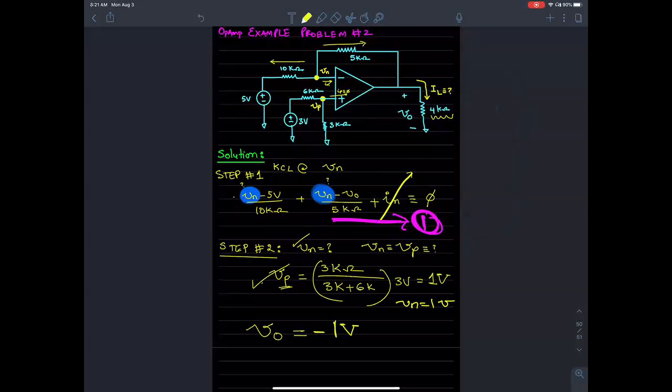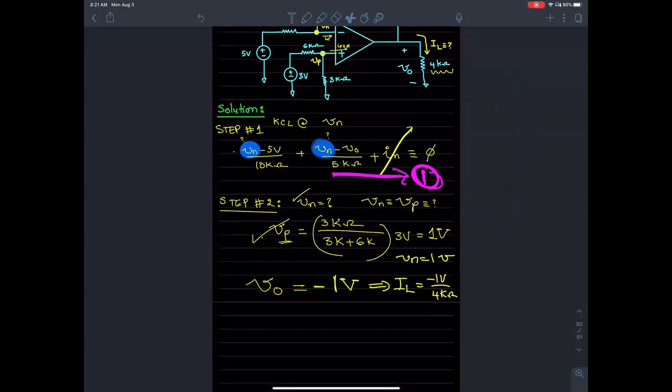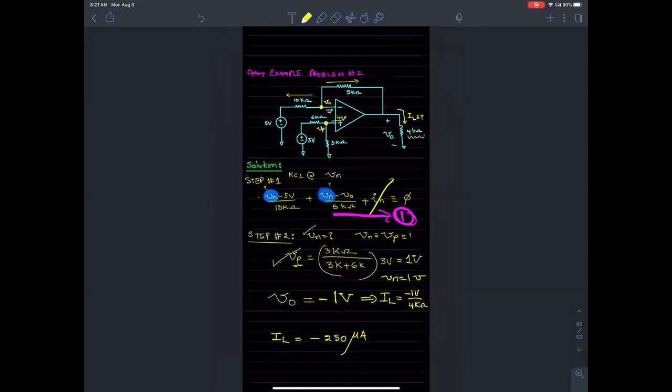Once you have Vo, you should be able to find IL, which is -1 volt over 4 kilo ohms. So that comes out to be negative. So IL is negative 250 microamperes. Okay, negative 250 microamperes is the result we were after.